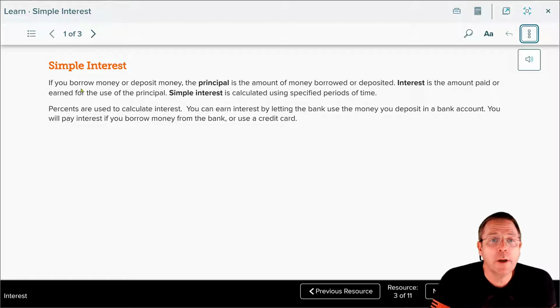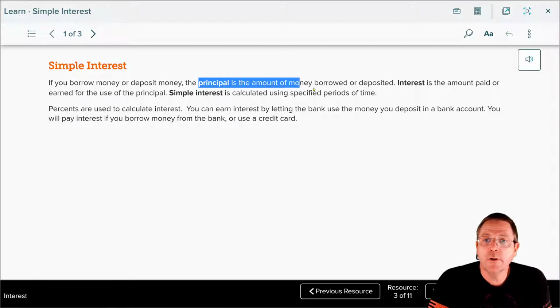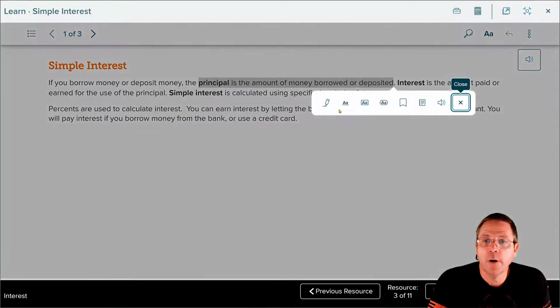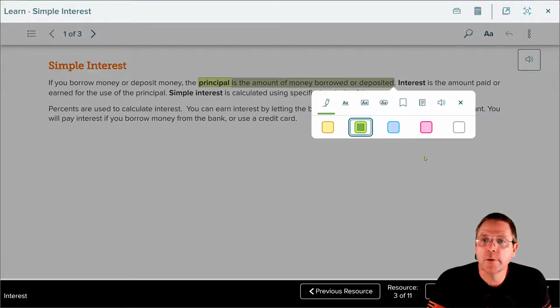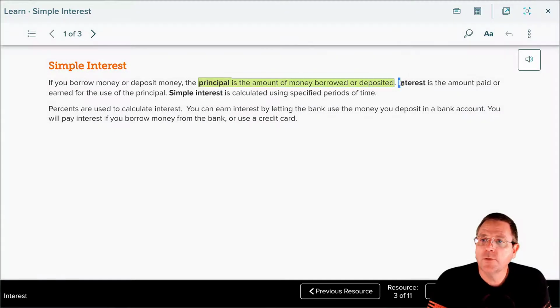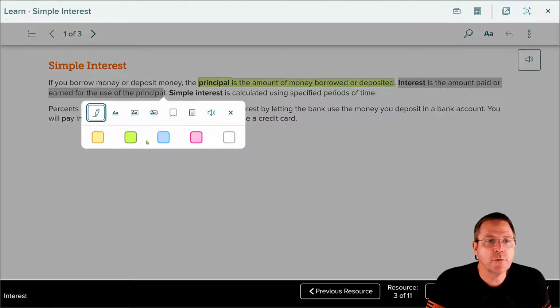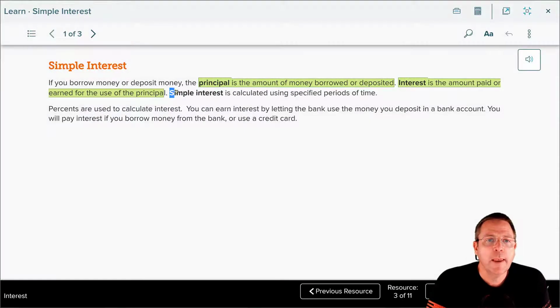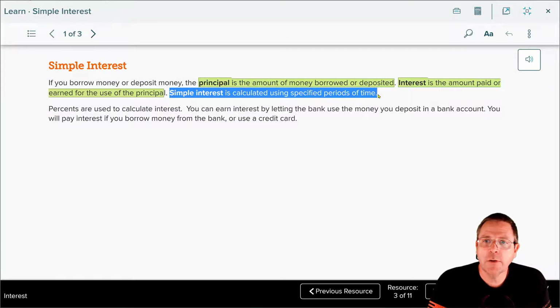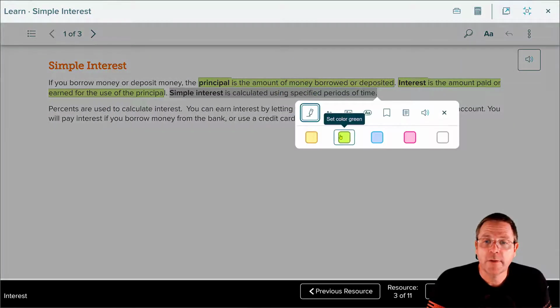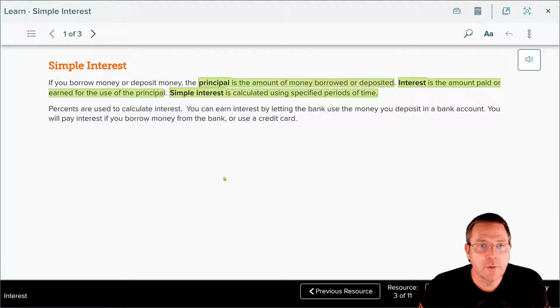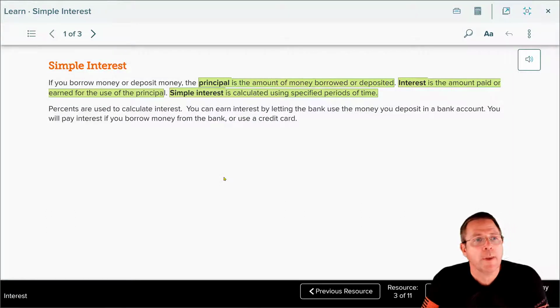If you borrow money or deposit, the principal is the amount of money borrowed or deposited. That looks like something on a vocab quiz. Interest is the amount paid on the principal, another term for your vocab quiz. And simple interest is calculated using specific time periods, another term for your vocab quiz.